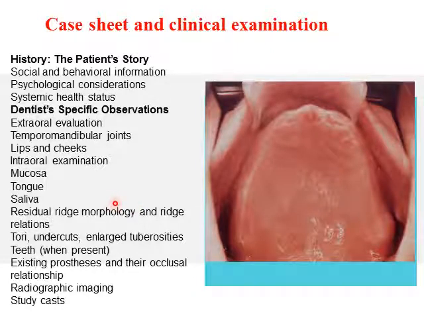Saliva, salivary flow, whether it is mucus or serous. Also, we have to look for over secretion, drooling of saliva, or a case of dry mouth if it exists. The ridge morphology is a very important factor to be noticed because it affects the quality of the complete denture.